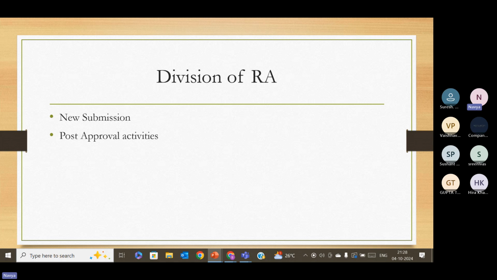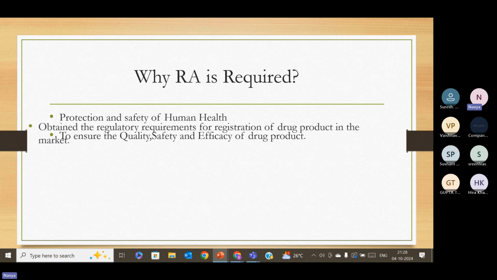Okay. Now, new submission basically involved at R&D level. Post-approval activities basically involved after the approval, so it will be a commercialized product. So these are the two divisions of RA.